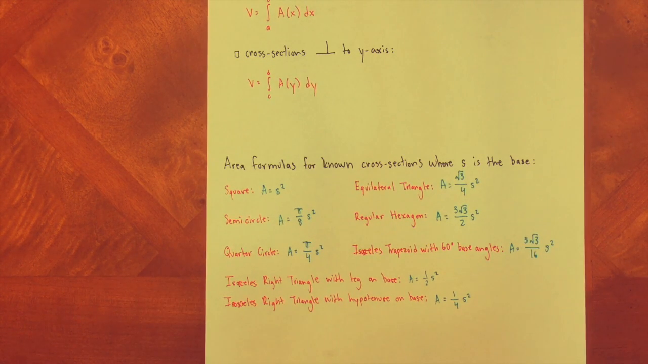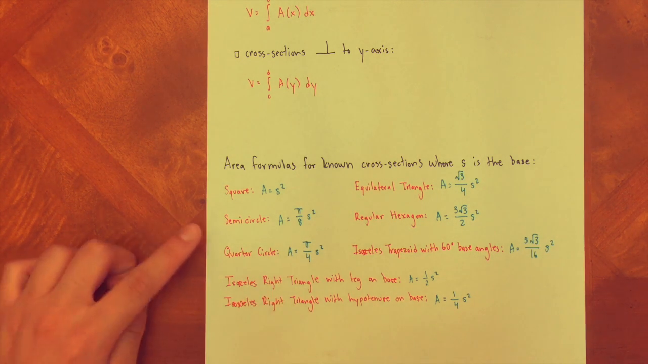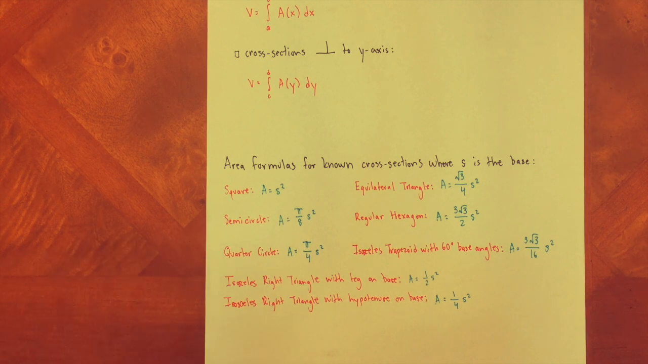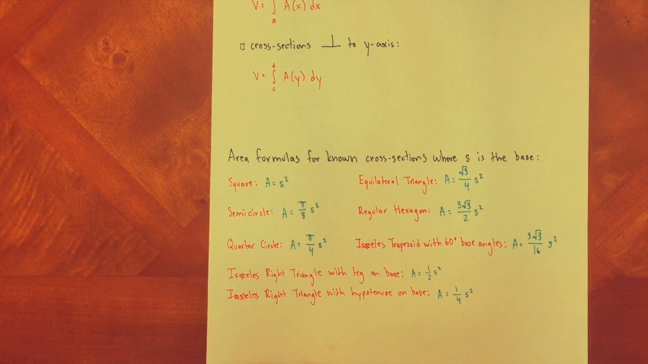Down here, we have formulas for known cross sections where s is equal to the base. For the square, the area is equal to s squared. For semicircles, this area equals pi over 8 s squared, and so on.